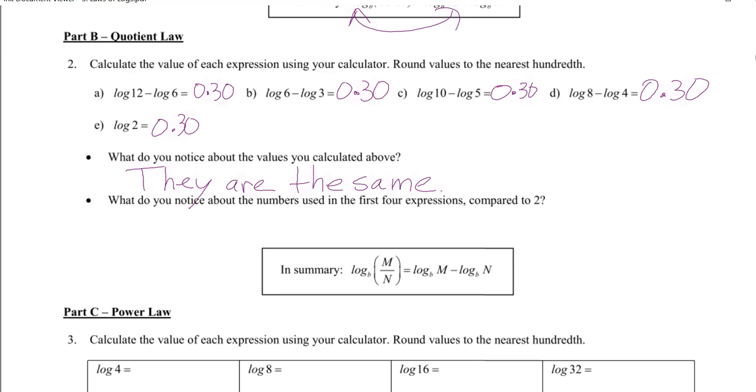What do you notice about the numbers used in the first 4 expressions compared to 2? I don't believe so. 12 minus 6 is not 2. They don't subtract anything. They all divide to give you 2. What's the fancy word for the divide to give you? The quotient. Their quotient.